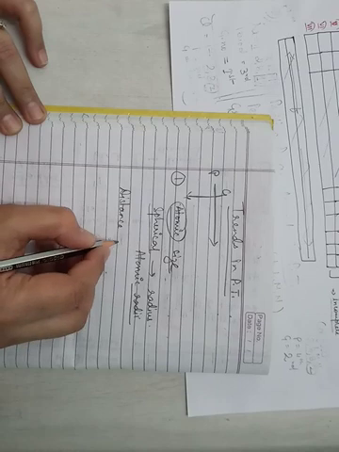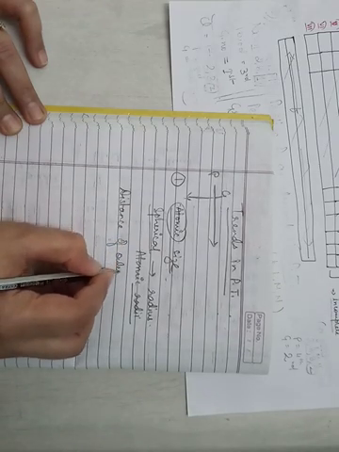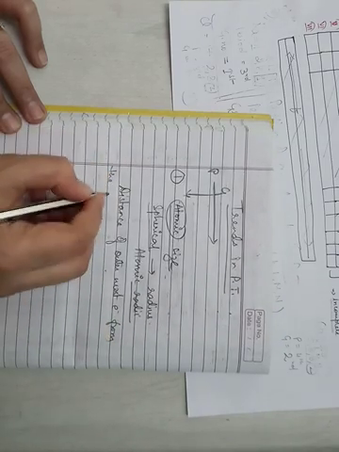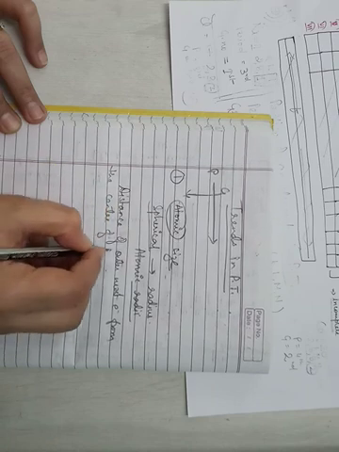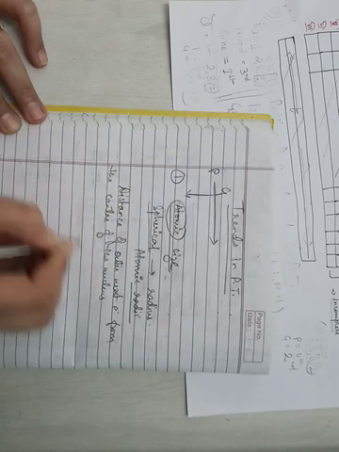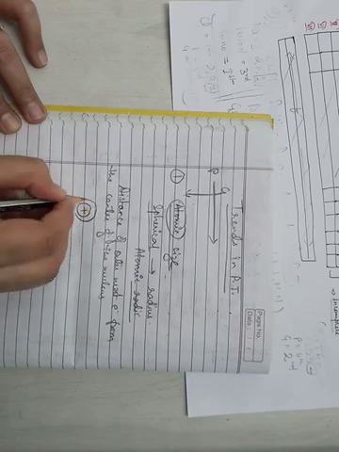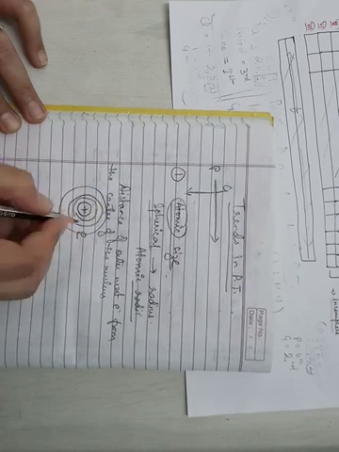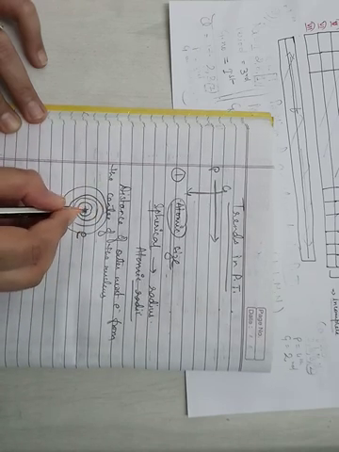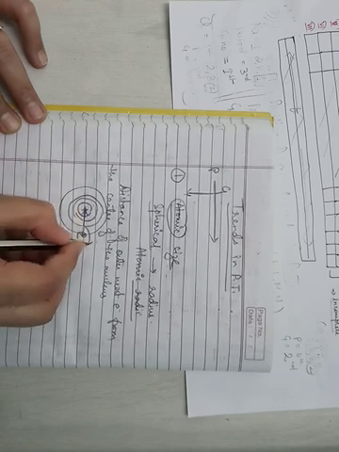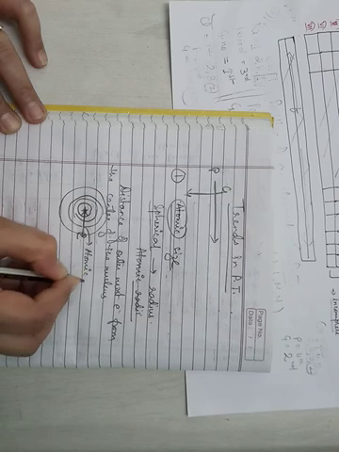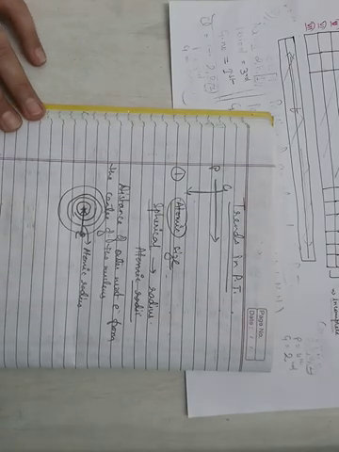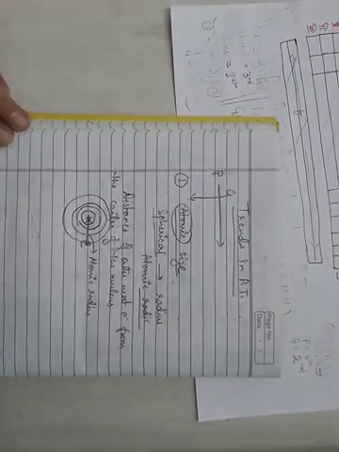distance of the outermost electron from the center of the nucleus. Somewhat like this: this is the nucleus, these are the shells. For example, there are 3 shells, and one electron is lying in the third shell. So the outermost electron is in the third shell, and this distance is called atomic radius. Now we have to see what happens to the atomic radius when we move top to bottom and left to right in the periodic table.